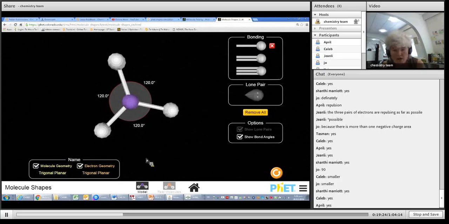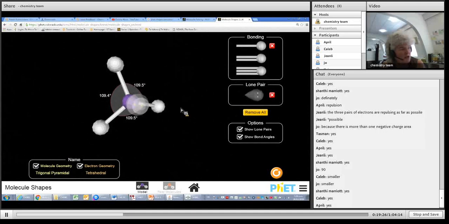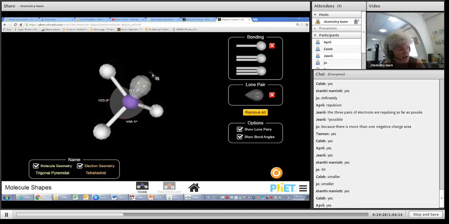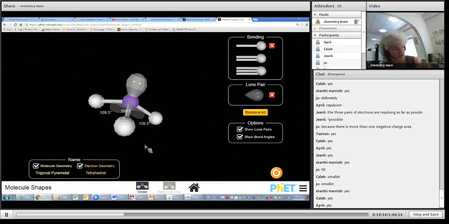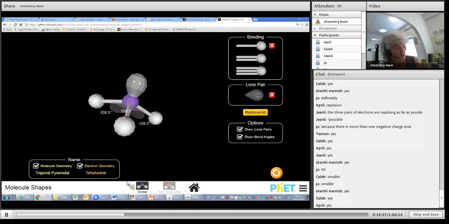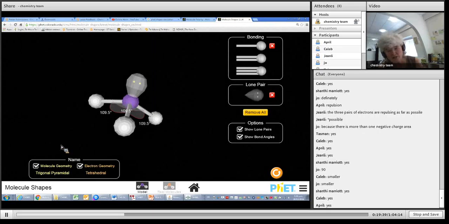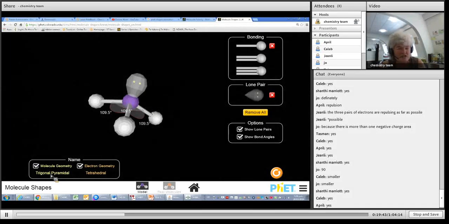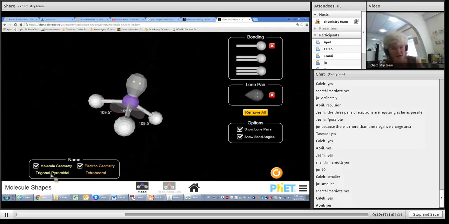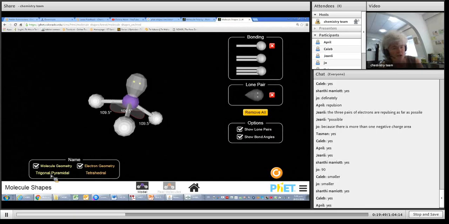This is the one you learnt last year for ammonia, where you have a lone pair and then an N over there and H over there. And it's the tetrahedral electron geometry, but we call the name trigonal pyramidal. So there's lots of names that are actually quite similar to each other. So spend some time learning these shape names because they can be confusing.